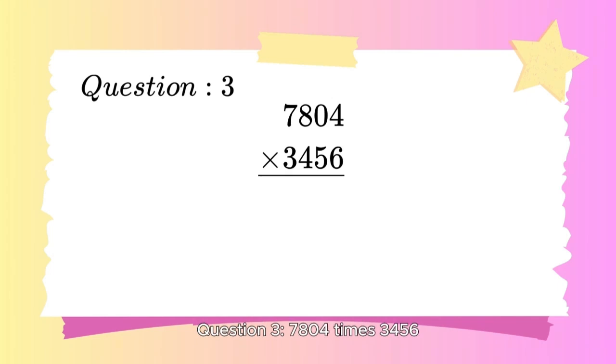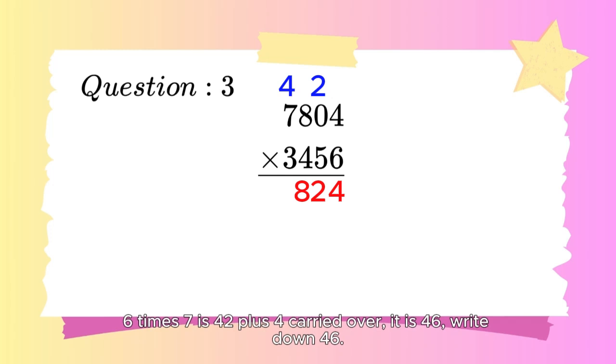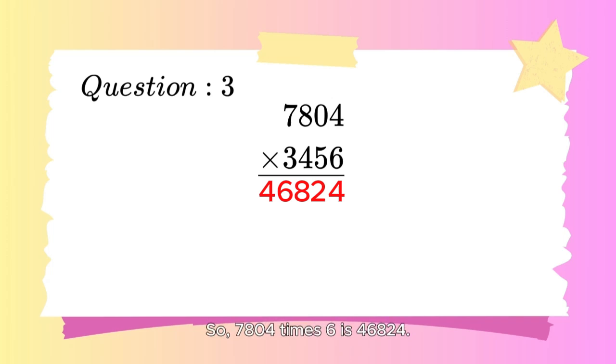7,804 times 3,456. Let's multiply these numbers. 6 times 4 is 24. Write down 4 and carry over 2. 6 times 0 is 0 plus 2 carried over is 2. 6 times 8 is 48. Write down 8 and carry over 4. 6 times 7 is 42 plus 4 carried over, it is 46. Write down 46. So 7,804 times 6 is 46,824. Now we are multiplying 7,804 and 5.